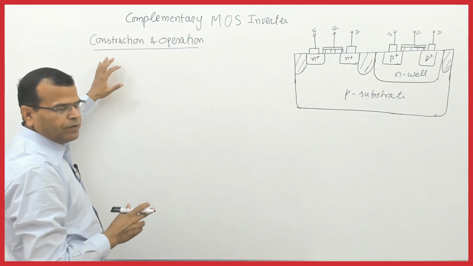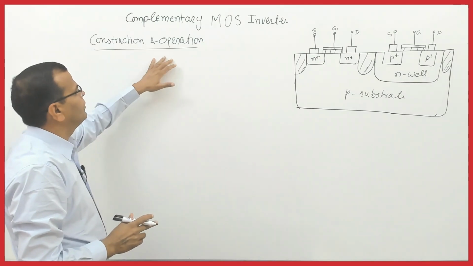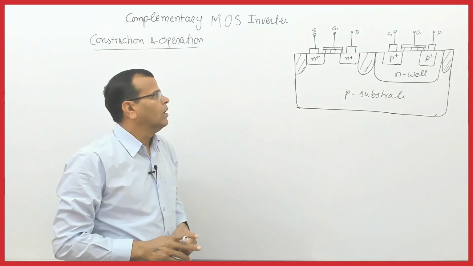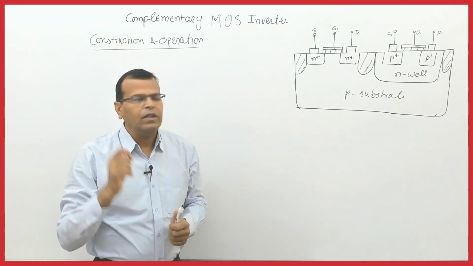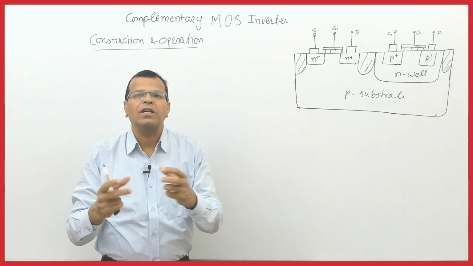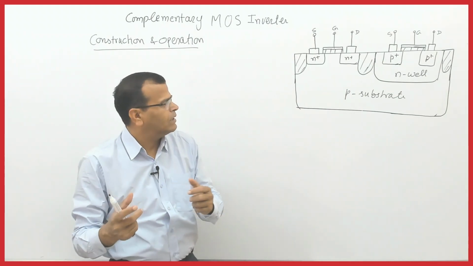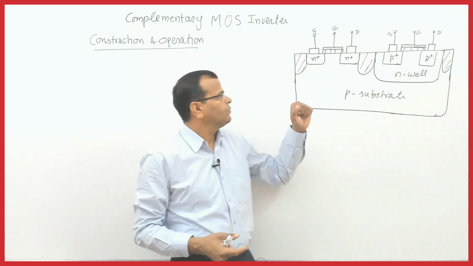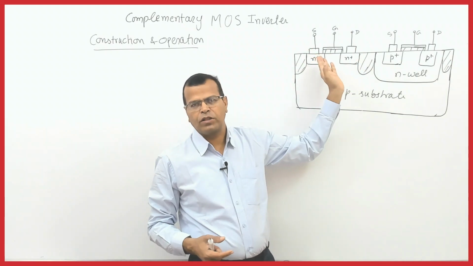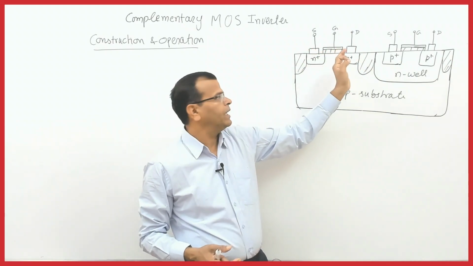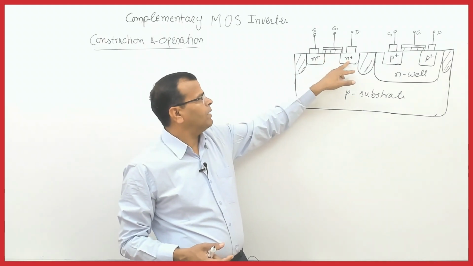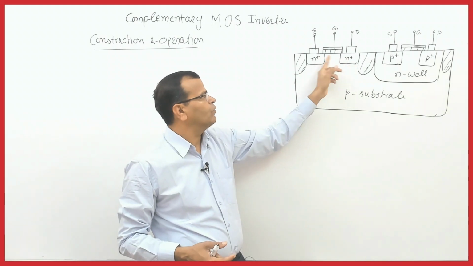The very first part of the topic is the construction and operation of the CMOS. This is the layer diagram of CMOS. In CMOS, we have a single substrate on which multiple devices, multiple MOS transistors, are fabricated. Here we have the first part, which is nothing but the NMOS, or NMOSFET. In the NMOSFET, the substrate is P. This is N plus, this is N plus, so the channel between the N plus layers will be an N channel.